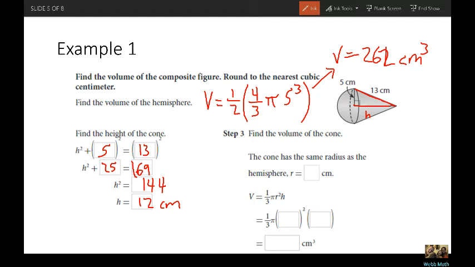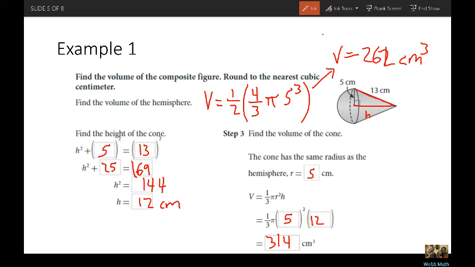Now we can actually use the equation. Our radius for our hemisphere is the same radius as the cone because they're basically just right on top of each other, right? So your radius has to be 5. Our formula is as thus. Radius is 5, our height we found out to be 12. So we have 12 times 5 squared, which is 25, which is 300. And you could do 300 times pi, and then divide by 3. And you get 314 cubic centimeters. But that's not the final answer.